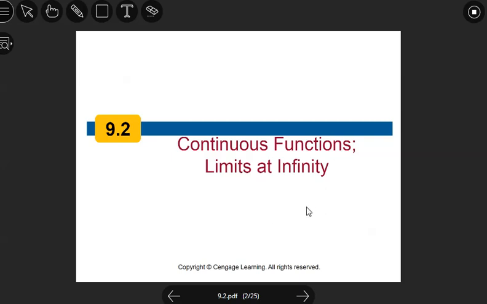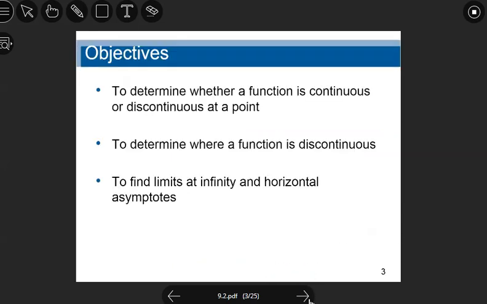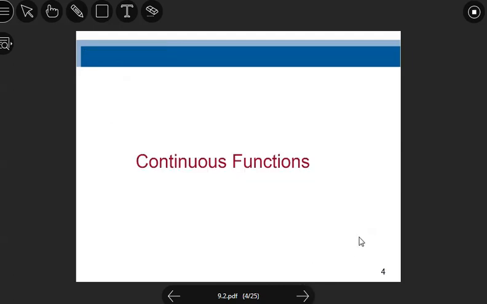Hi everyone, today I'm going to discuss continuous functions and limits at infinity. First, let's see what continuity is. To discuss continuity, we first need to understand the limit. If the limit exists, then we can discuss continuity. If at that point it doesn't have any limit, then we can't consider continuity.